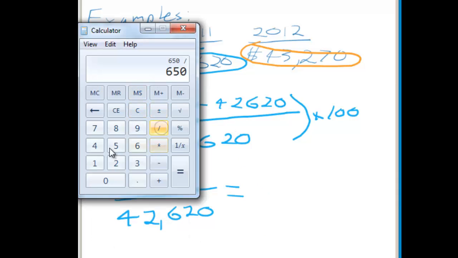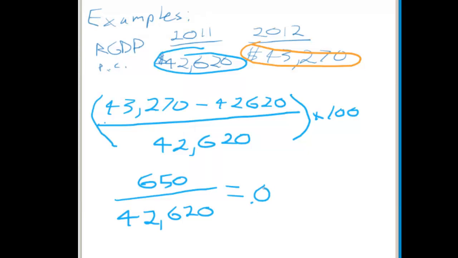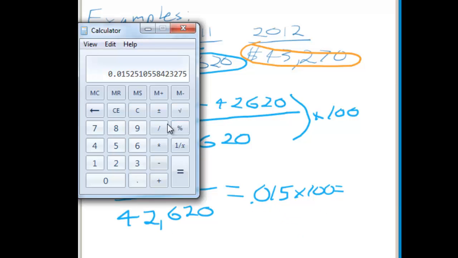650 divided by 42,620. And that equals, now we don't need to use all these decimals, of course, 0.015. Probably close enough for us. Okay, and we're going to multiply that result by 100, remember. And you can do that on your calculator if you need to.